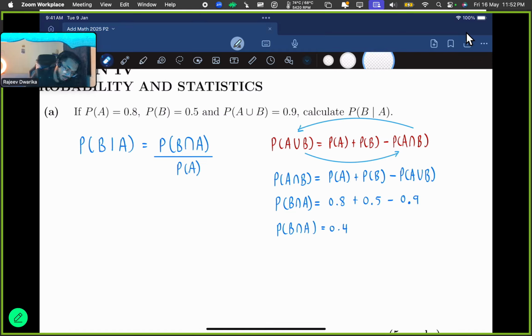So you understand how I went from this line to this line, it doesn't matter, right? Because union and intersection, it doesn't matter how you write it. B intersect A means the exact same thing as A intersect B, so don't let it confuse you at all. So that's going to be equal to 0.4 all over the probability of A, which is 0.8, and that should be a half. You get that? Yes, sir.